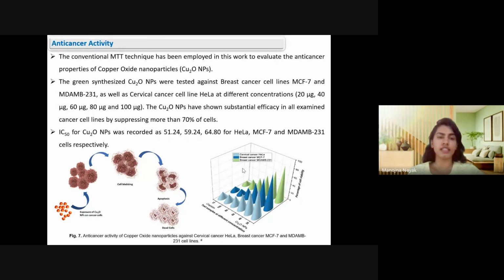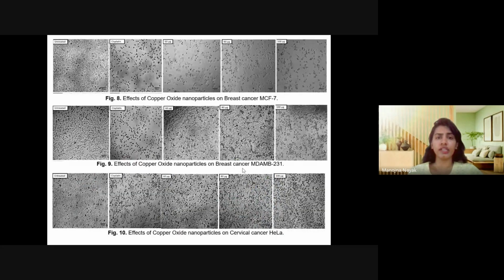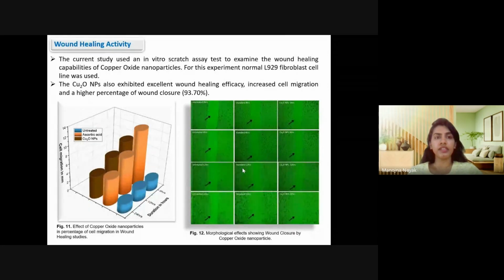MDA-MB231 cells respectively. When we see the morphological image of the microscopic data, here we can see as we increase the concentration of the drug copper oxide nanoparticles, we can see decrease in cell viability, and also the cell shrinkage, cell turgidity, and cell blebbing could be seen in all 3 major cancer cell lines. Next, we extended our further work to wound healing activity as well.